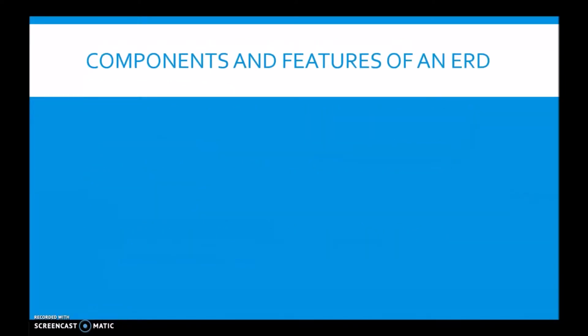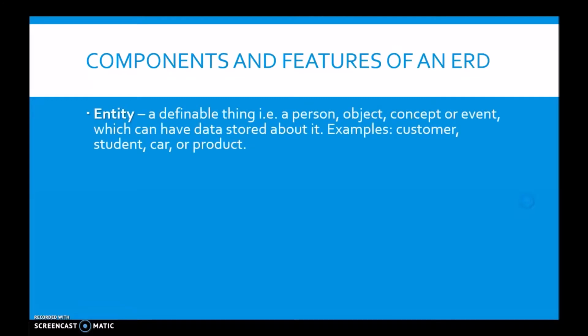So the components and features of an ERD. The first thing would obviously be the entity itself. An entity is a definable thing. It could be a person, object, concept or event which can have data stored about it. What we refer to as tables, we refer to as entities when we map them out diagrammatically.